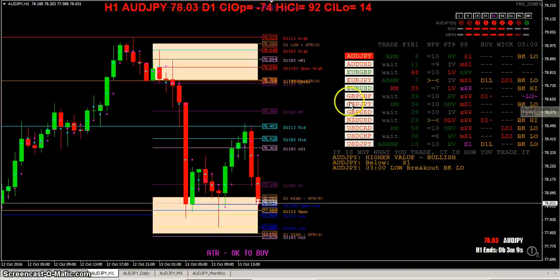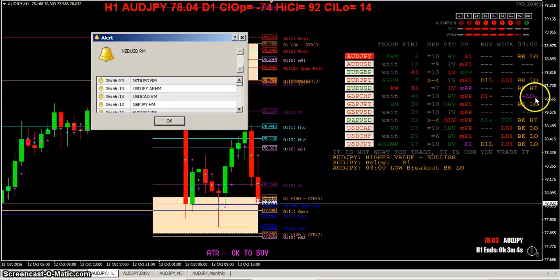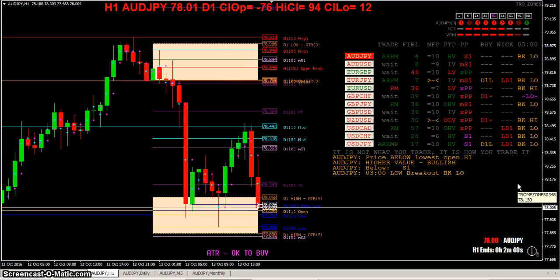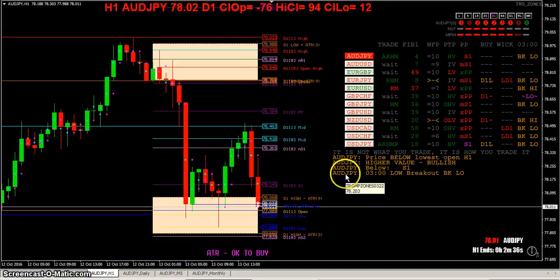Oh, this means it's near the 3 o'clock low value. Okay, in other words, the H1 candle is near that low. It hasn't quite broken out. It's above the low, but it's within the threshold. I believe it's a 2 pip threshold there. And you can see here the AUD/JPY just broke out of it.